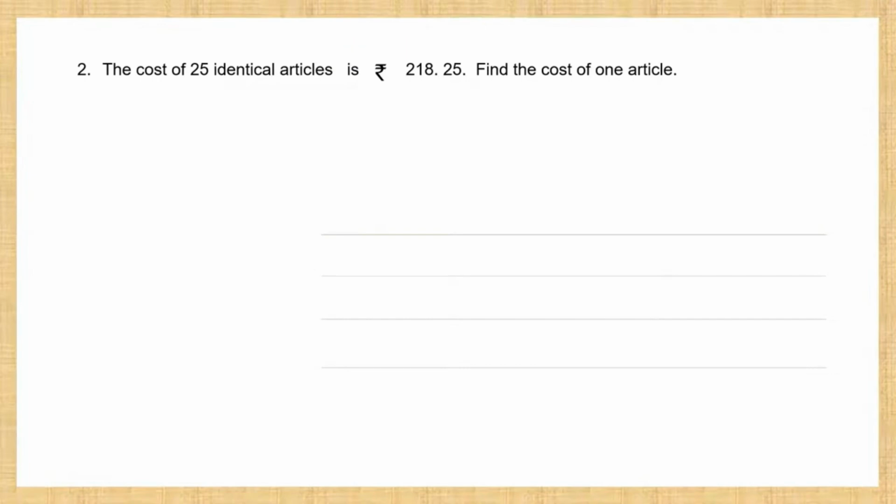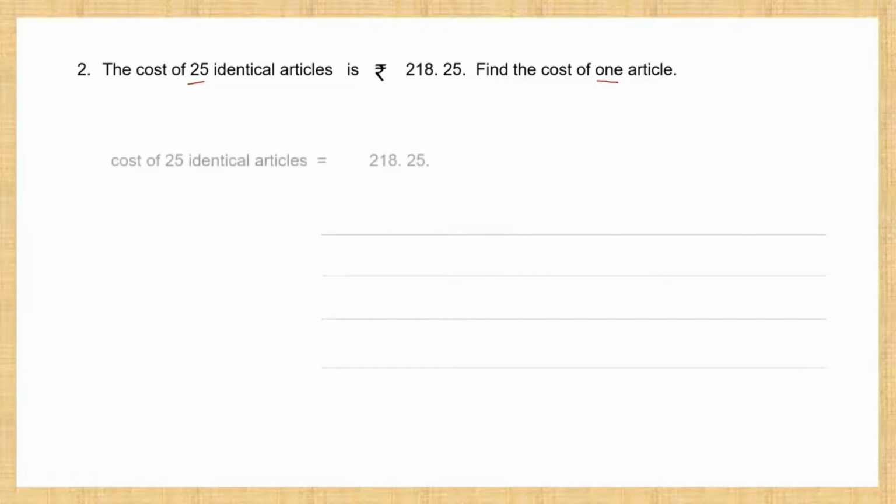Question 2. The cost of 25 identical articles is rupees 218 and 25 paise. Find the cost of one article. So there are 25 identical articles and the cost is given. We have to find the cost of one. So here 25 is given, find one. So whenever you're asked to find the cost of one, you're given the cost of many, it is division.